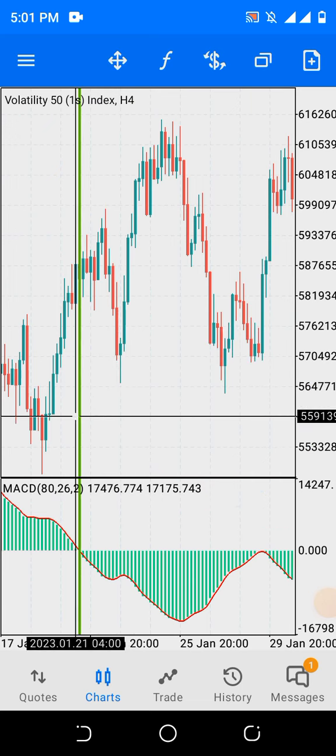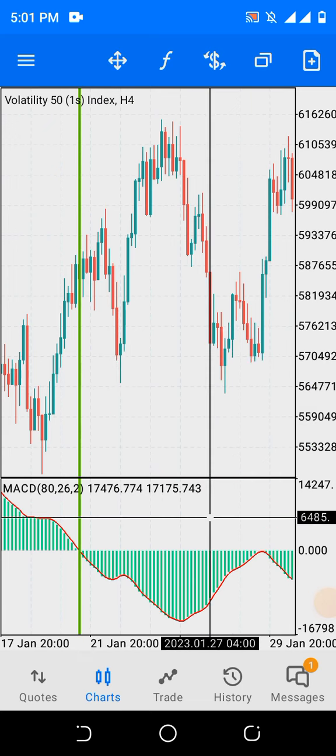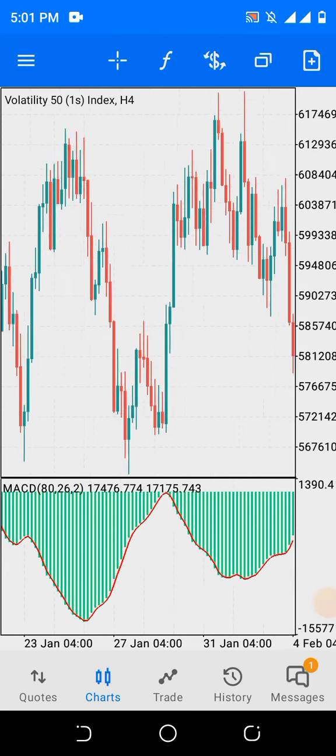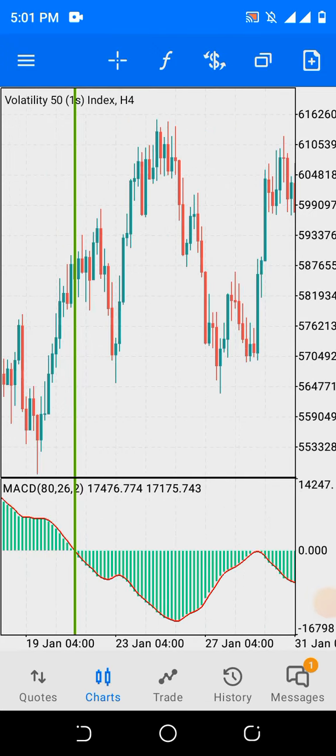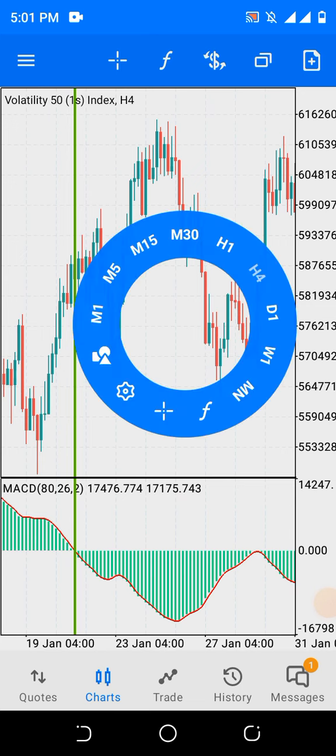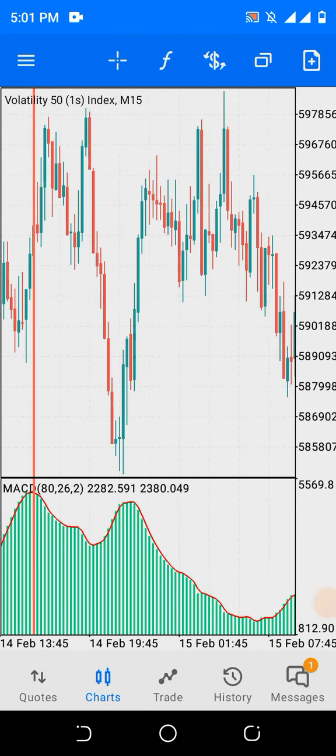When we get to the 15 minutes time frame, all our buy entries should be where the MACD crosses from up downward. That is for a bullish trend. Now let's go to 15 minutes. Here is the 15 minutes time frame.